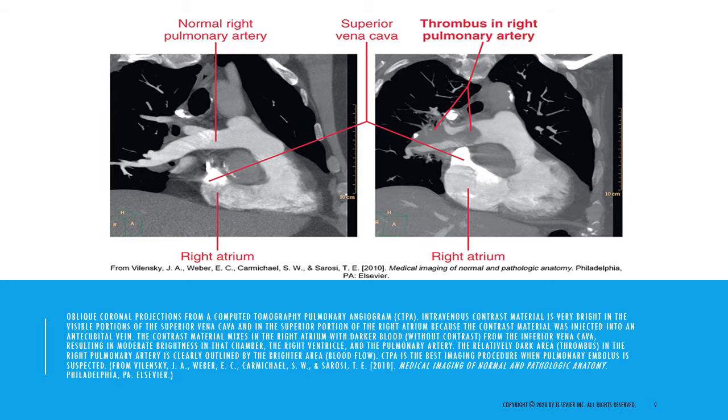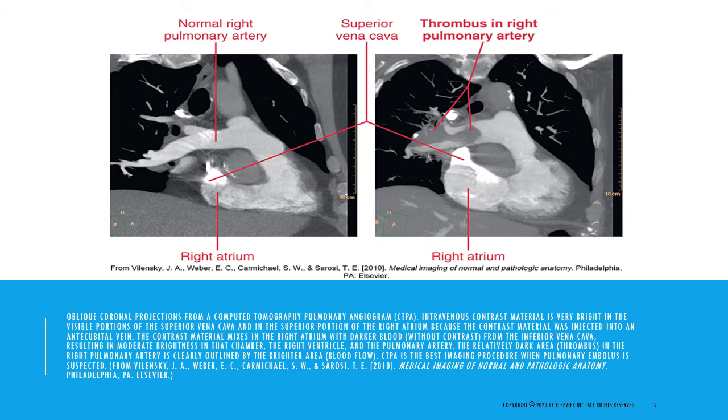The contrast material mixes in the right atrium with the darker blood without contrast from the inferior vena cava, resulting in a moderate brightness in that chamber, the right ventricle, and the pulmonary artery. The relatively dark area, which is the thrombus, in the right pulmonary artery is clearly outlined against the brighter area, the blood flow. CTPA is the best imaging procedure when pulmonary embolus is suspected.